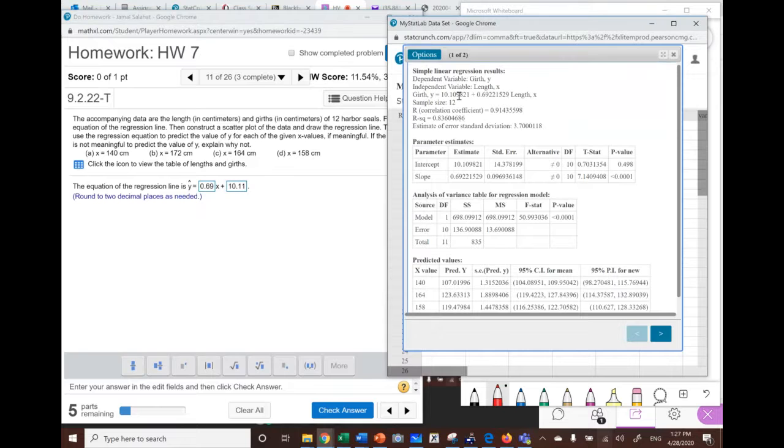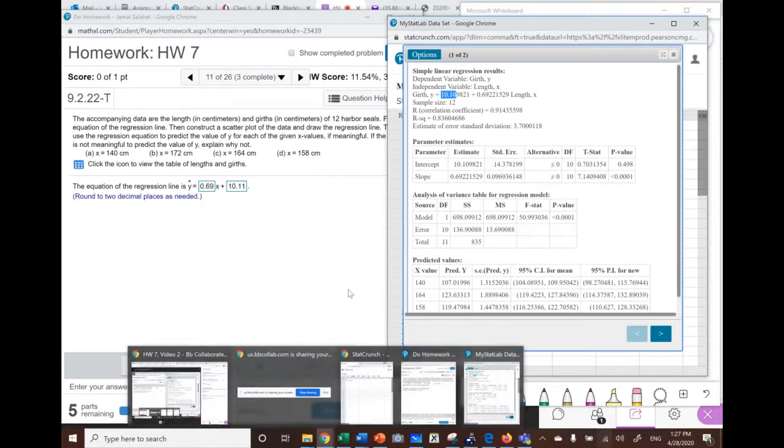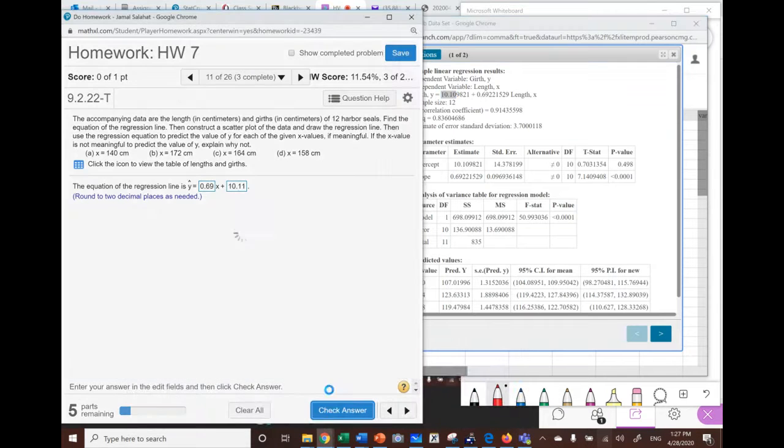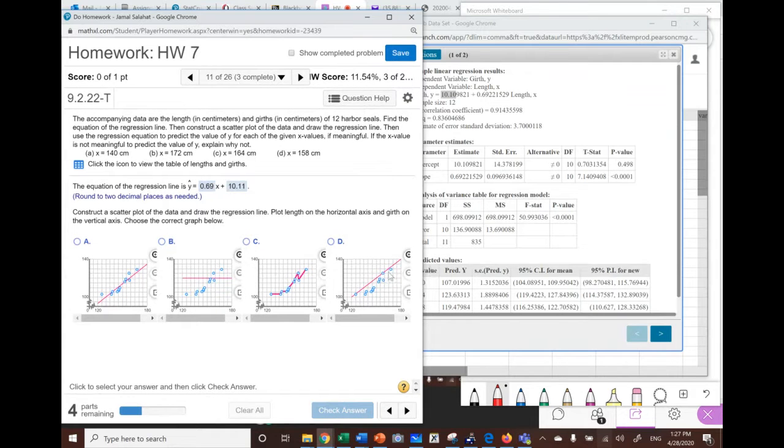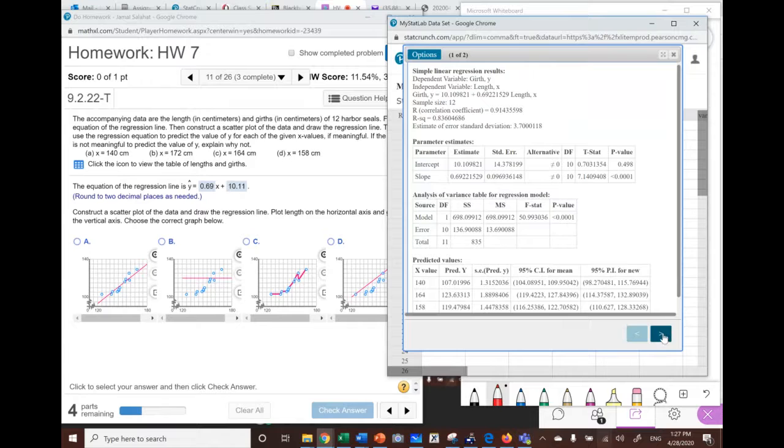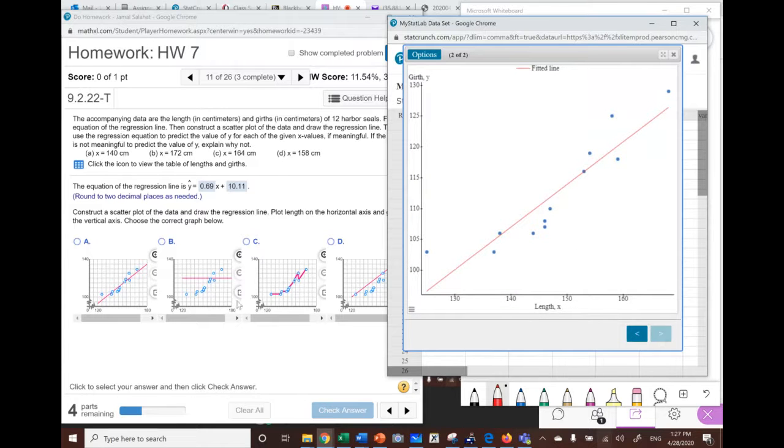Because again, for the intercept, if you look in here, it's going to be 10.10, but there is a 9 after, so it's going to be 10.1. So when we go ahead and check here, it's going to give us the correct answer. The second thing is they ask us to show the graph. So to show the graph, just hit the arrow there. And the arrow there is going to show you the graph.